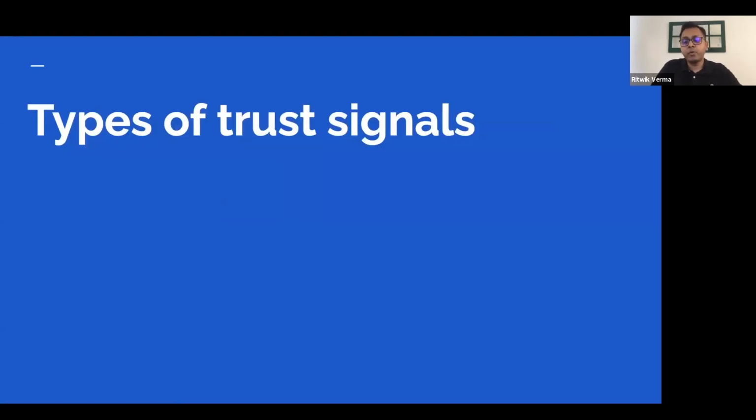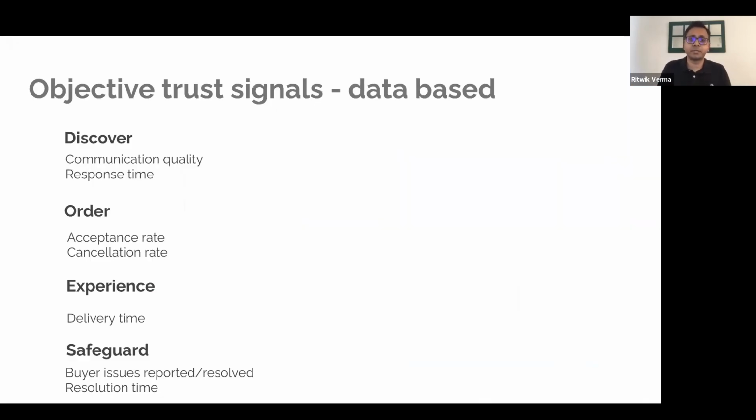Now, before we go and understand how companies solve for intrinsic trust and extrinsic trust, let's take a look at the trust signals that companies, marketplaces employ to understand and build trust products. The first type of trust signals are objective trust signals. These are based on data, metrics that companies track. Today, we have huge capabilities in terms of data frameworks that companies have. There is a lot of tracking that is enabled by websites and apps, and companies can track a lot of data. So throughout the DOES framework, the life cycle of an e-commerce transaction, companies are tracking a lot of data.